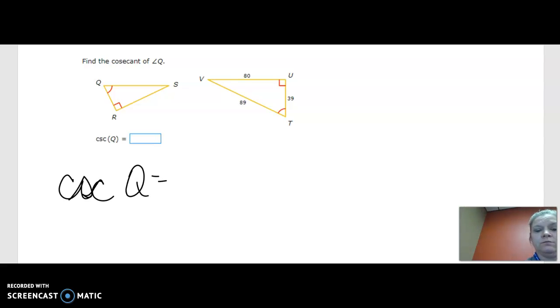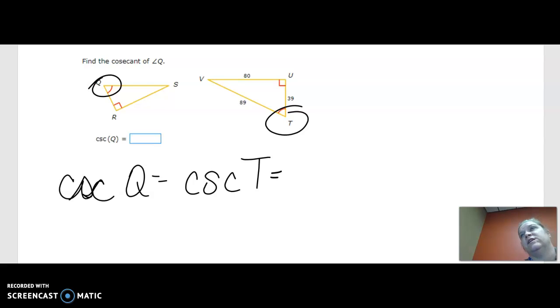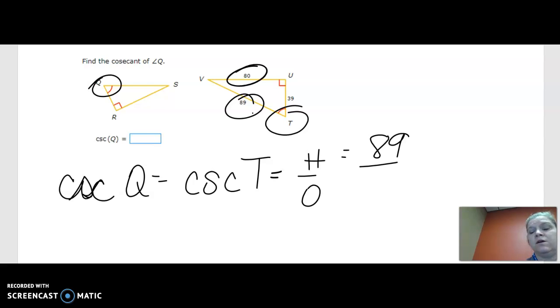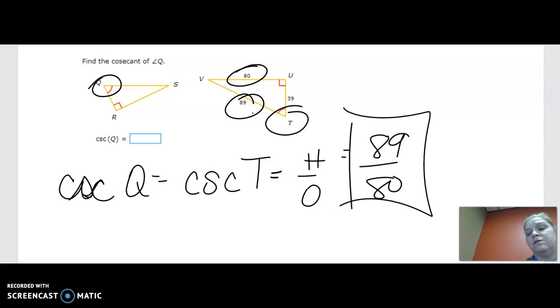Cosecant Q is going to be the same as cosecant T. Cosecant is a reciprocal of sine, and sine is opposite over hypotenuse. So this is hypotenuse over opposite. So the hypotenuse is 89, and the opposite is 80. Those do not reduce, so that is your answer.